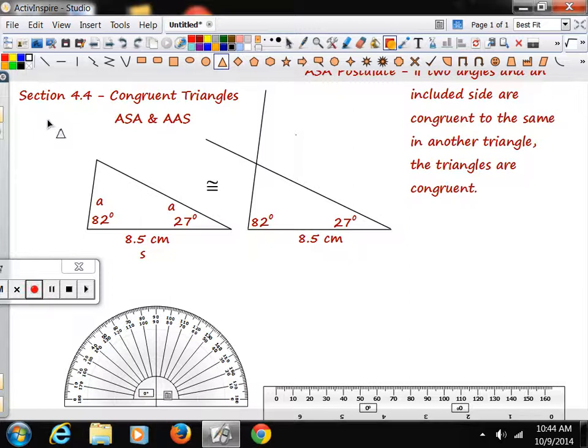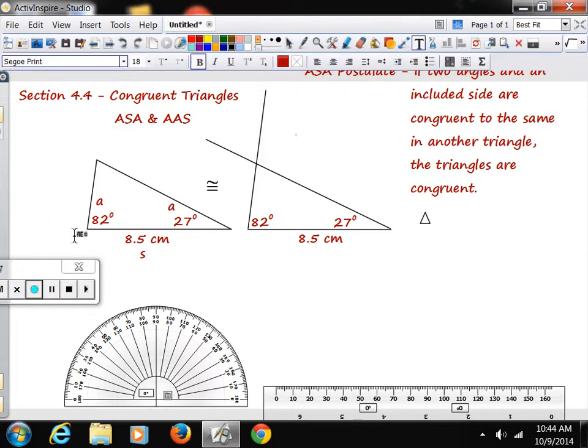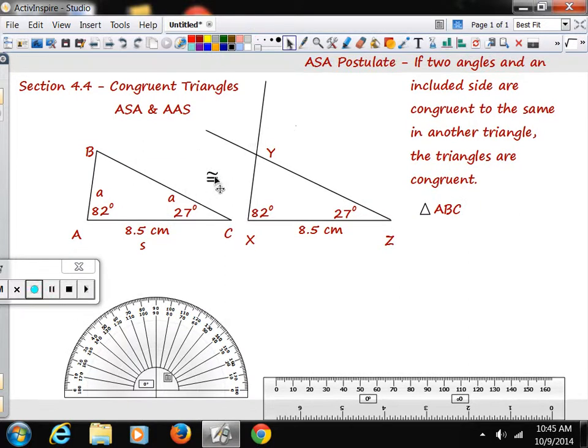Telemarketers, probably. Okay, so a congruency statement would be triangle, and let's give it some letters. Let's use A, B, C here. And then we'll make this one X, Y, Z. So triangle ABC would be congruent to XYZ. Good. That's called a congruency statement.